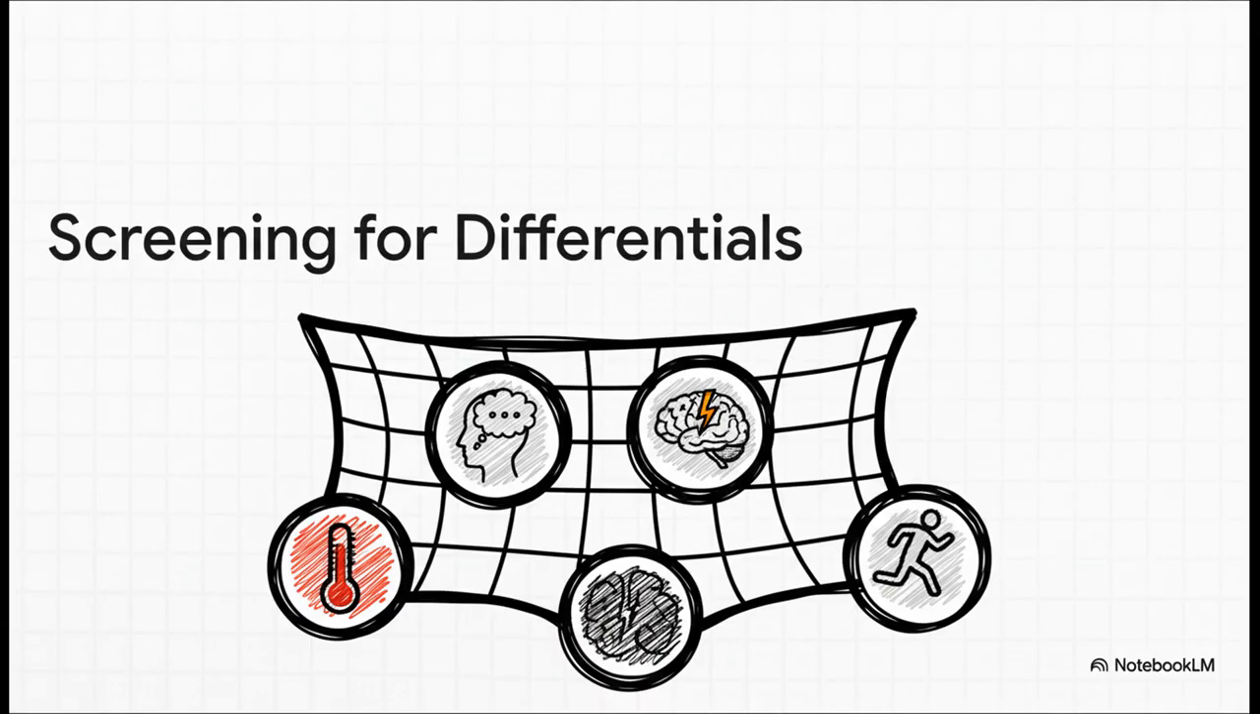Could it be a post-infectious neurological thing? What about absence seizures? They can look a lot like a child is just daydreaming. Or maybe severe ADHD, which has a ton of overlapping features. You have to show the examiner you're thinking this broadly.